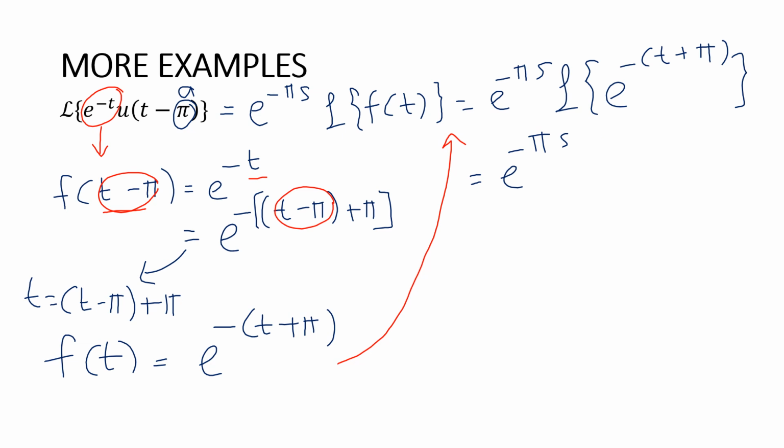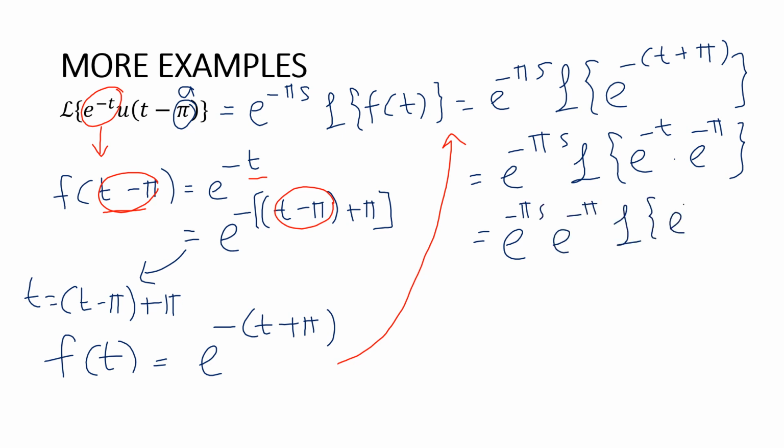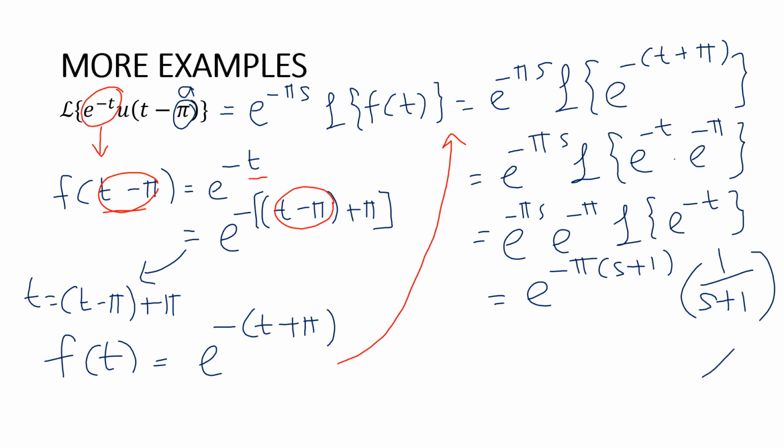Before I simplify it, let me show you how I do it. This e to the minus (t plus pi) is equal to e to the minus t multiplied by e to the minus pi. So you can just bring e to the minus pi outside of the Laplace, because e to the minus pi is just a constant. So this equals e to the minus pi s, e to the minus pi, and Laplace of e to the minus t. Laplace of e to the minus t is 1 over s plus 1. So here I can simplify. This is e to the negative pi (s plus 1). And then the Laplace of e to the minus t is 1 over s plus 1. So this is the final answer for this question.